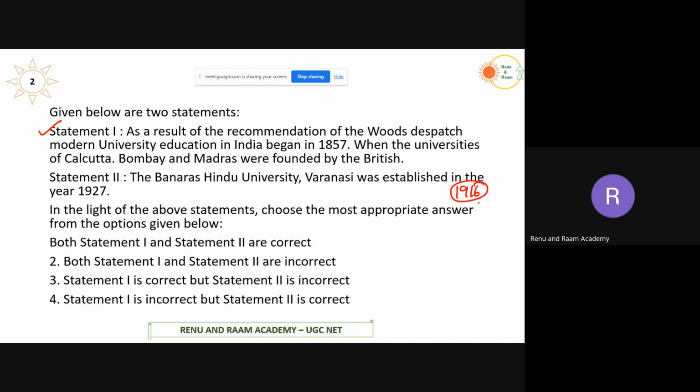Before the Banaras Hindu University was started, there was a college called Central Hindu College, which was founded by Annie Besant. The Theosophist Annie Besant founded the Central Hindu College in 1898. And when Banaras Hindu University was created, the Central Hindu College was subsumed under the Banaras Hindu University. So here, the first one is right, and the second one is incorrect. So the answer would be 3.